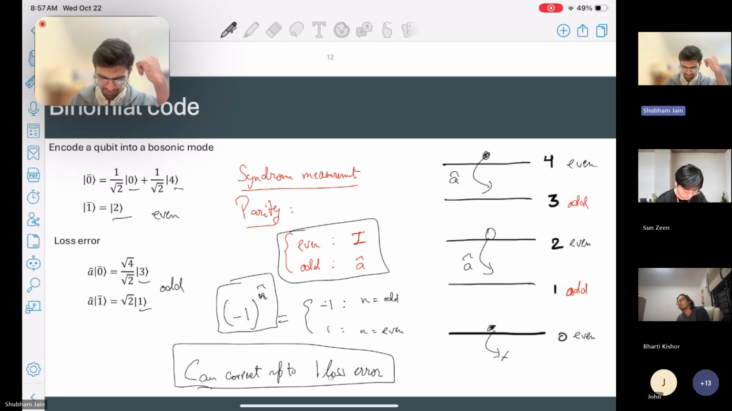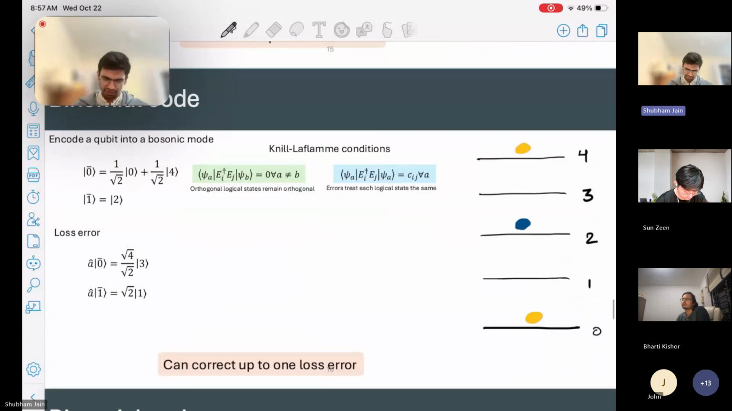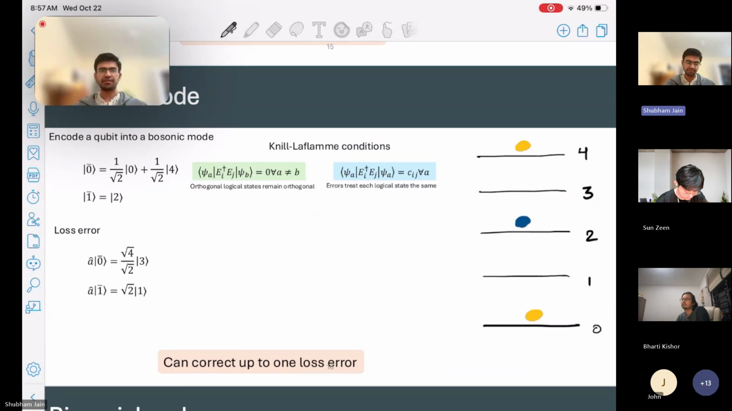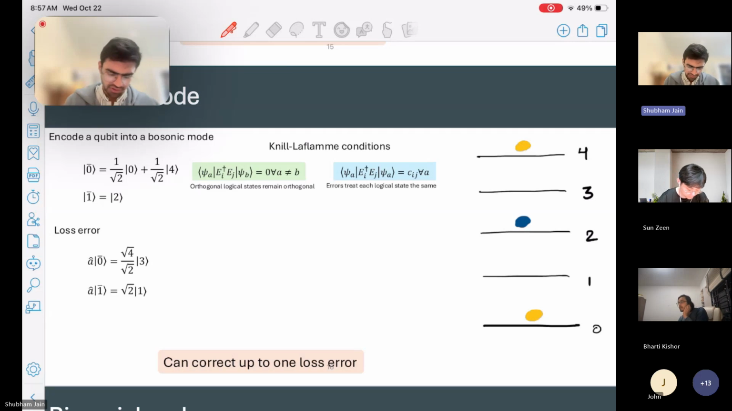I still haven't actually proved that it can correct one loss error. I've just told you that there's a syndrome which can determine which error happened. To prove that it can correct this error, we will look at the Knill-Laflamme conditions. If you don't remember what this was, I'm sure this was introduced before, but these are just a set of conditions. I imagine them as two sets of conditions, which is this and this. If your code space and your error model satisfy these conditions, then there is guaranteed to be some decoding procedure and syndrome measurement which can correct the errors exactly.